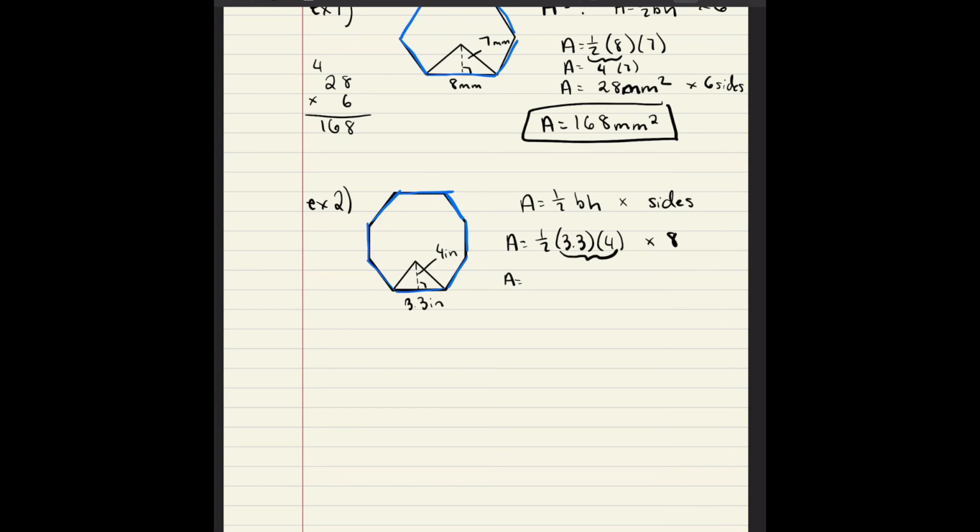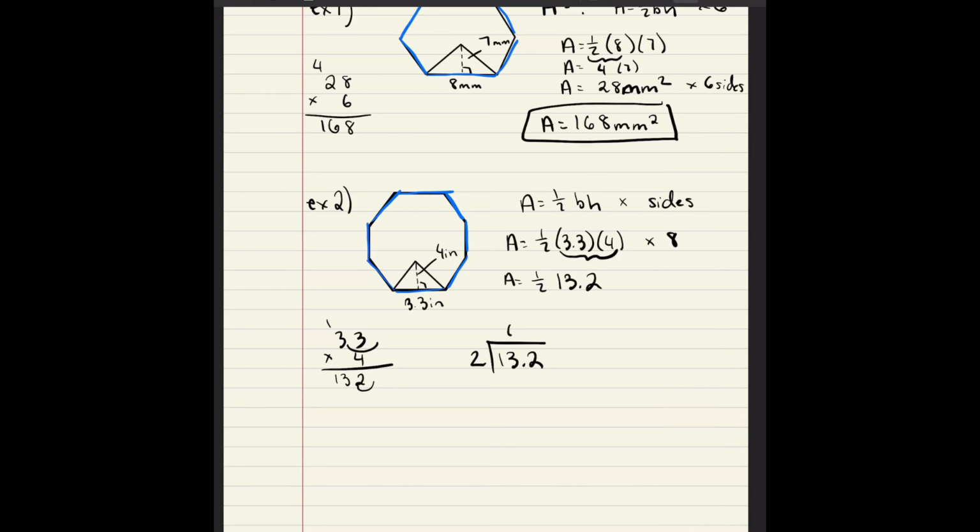So to do that, I'm going to do it over here. 3.3 times 4. Bring my decimal out. I have 12, carry the 1. 12 again, plus 1 is 13, and I bring my decimal back. So now I have a half times 13.2, which is the same as dividing by 2. Multiplying by half is the same as dividing by 2.